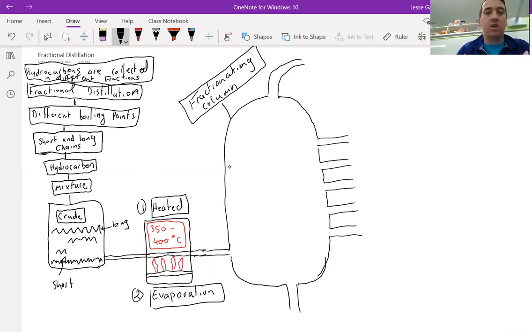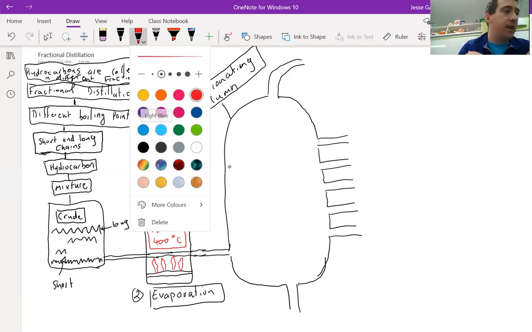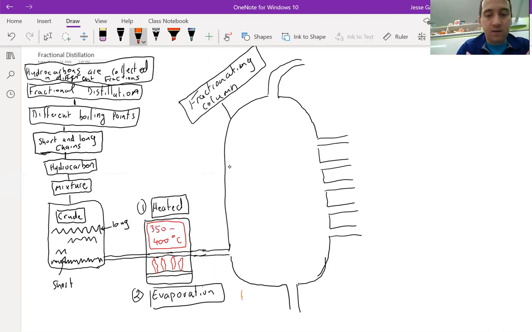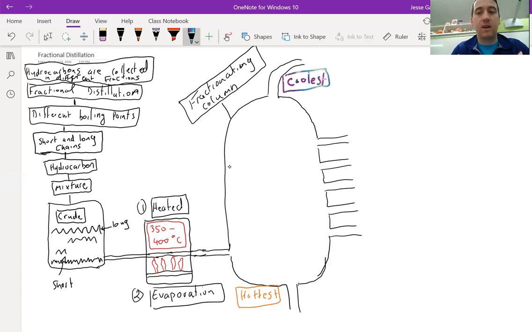Now there's a couple of things we need to know about the fractionating column. The fractionating column is hottest at the bottom. So it's hottest down here because it's close to the heat source and the hot gases are entering the column down here. That means it's going to be coolest at the very top. So the fractionating column is coolest at the top. This is because it is farthest away from the heat source.